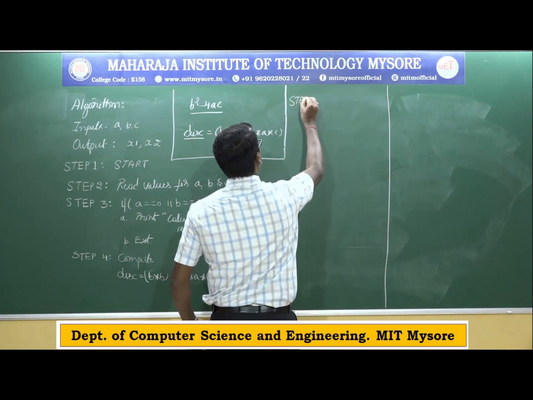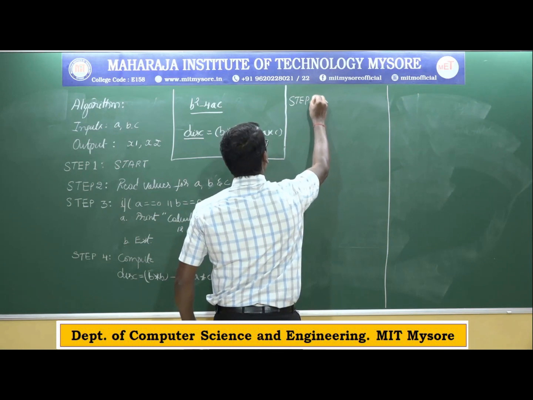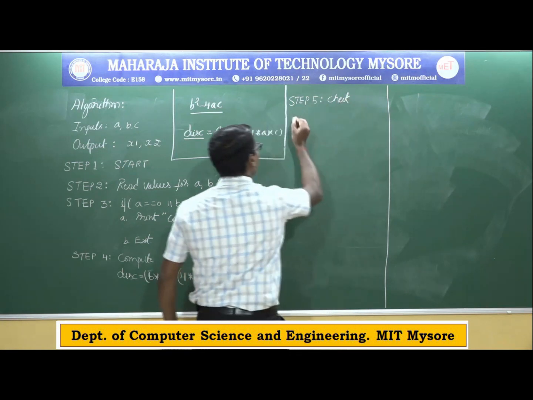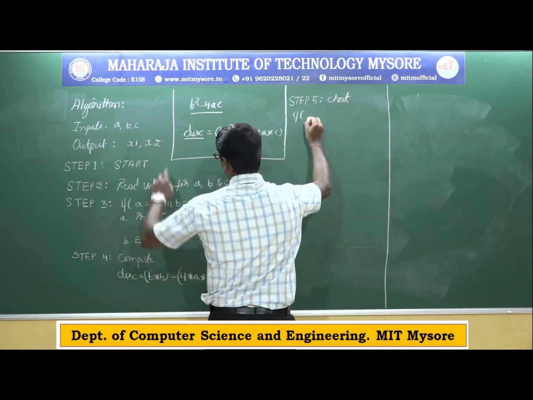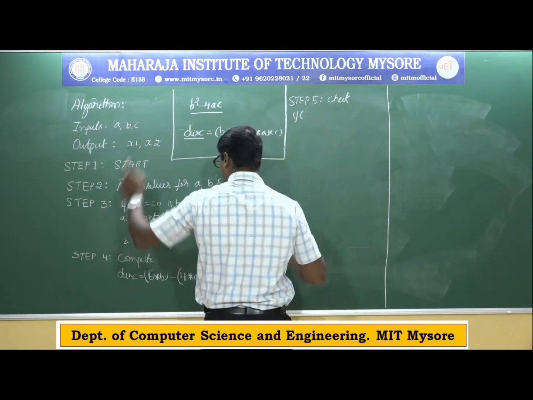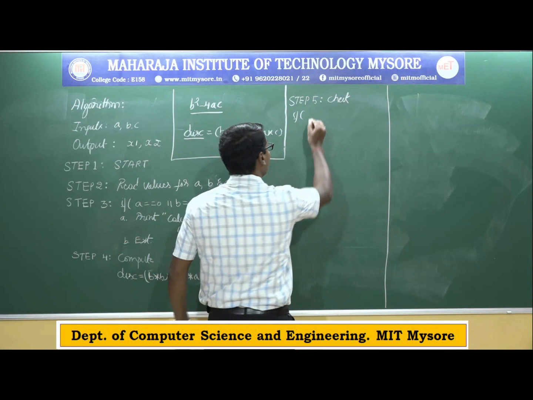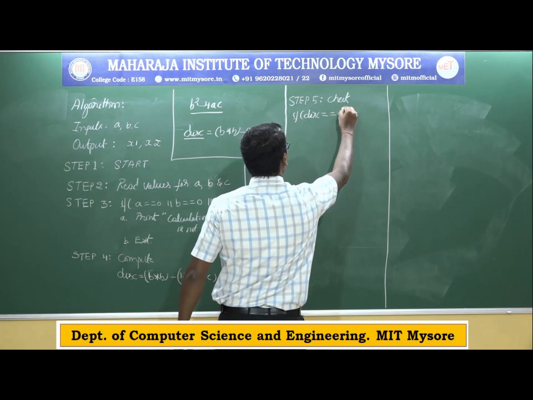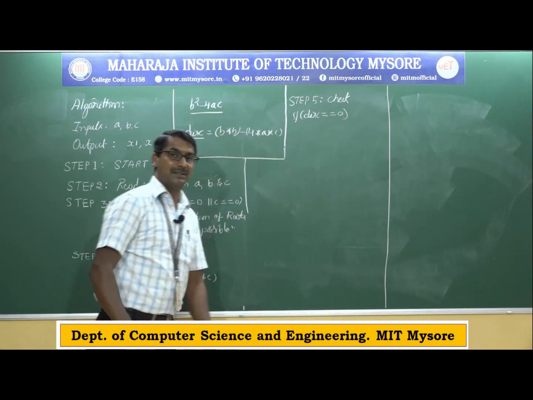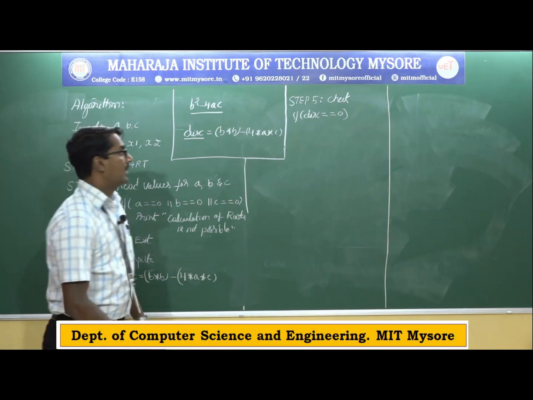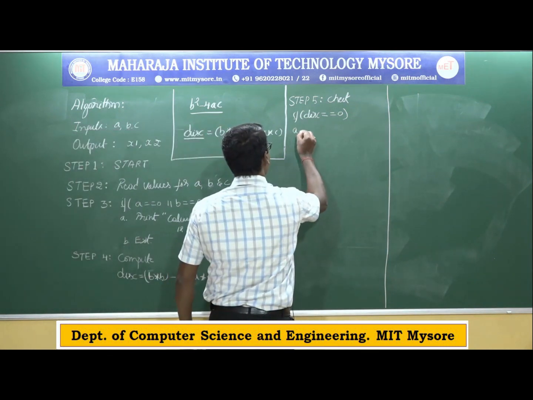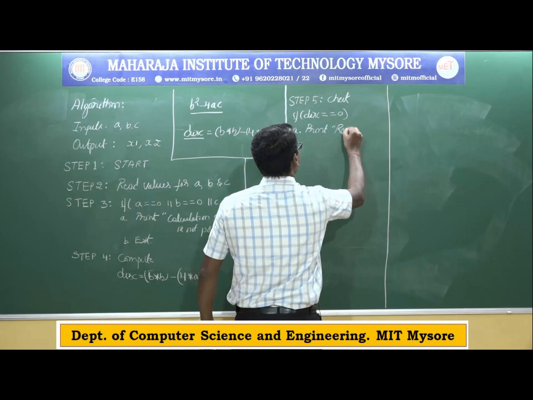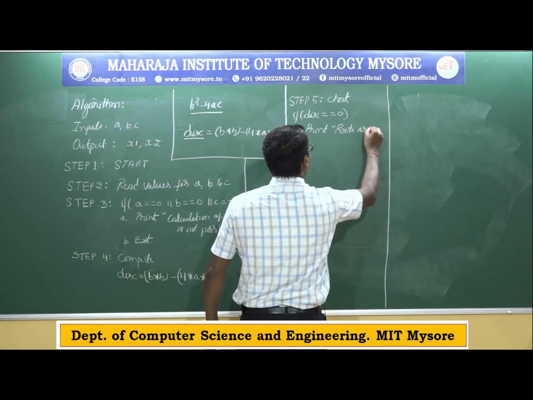After calculating this value, next, step 5 is check. Here I will check the calculated value b square minus 4ac, stored in the variable DISC. So I will verify DISC is equal to 0, meaning the discriminant value is 0. If this condition is satisfied, then I will print roots are equal.